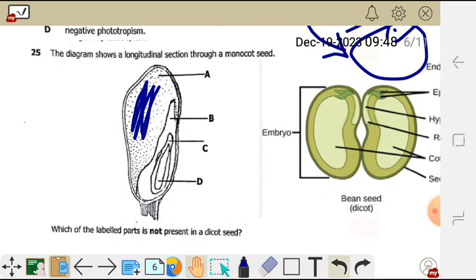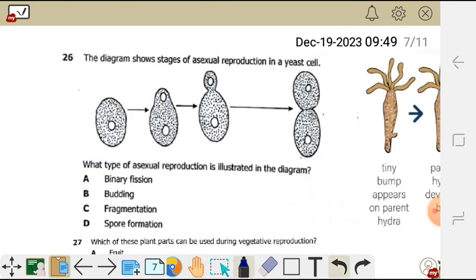So we move on to question 26. Question 26. The diagram shows stages of asexual reproduction in a yeast cell. What type of asexual reproduction is illustrated in the diagram? There is what we call binary fission, where the parent organism divides itself into two daughter cells. That is it, binary fission.